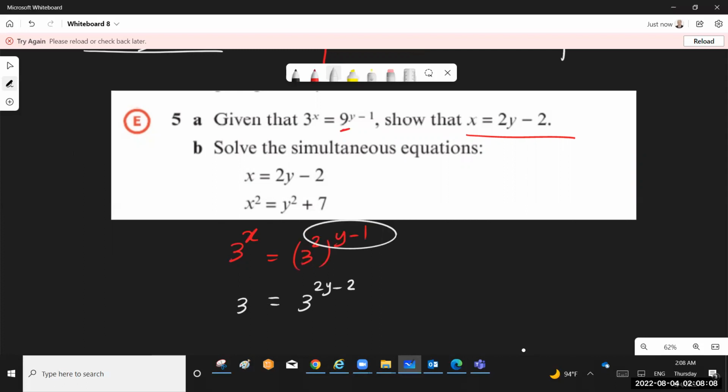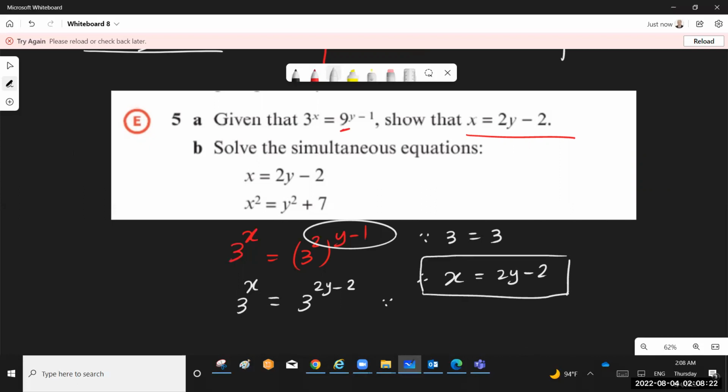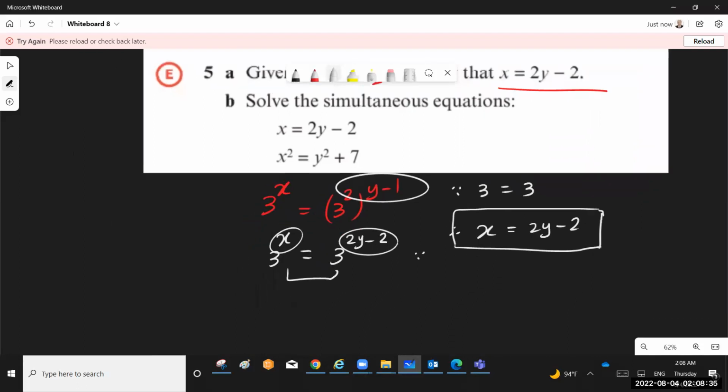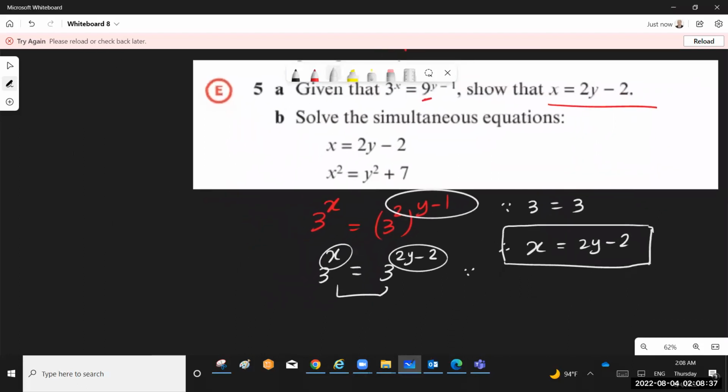The left-hand side is the same, 3 to the x. Now, since 3 is equal to 3, therefore x is equal to 2y minus 2. This equation is correct only when the bases are equal, so the powers must be equal, as you see. Solve the simultaneous equation, this one. After showing the first part, how can you solve the simultaneous equation?